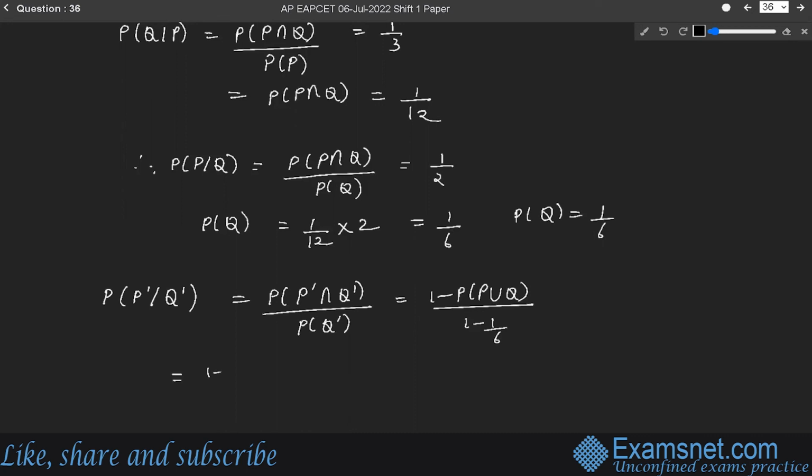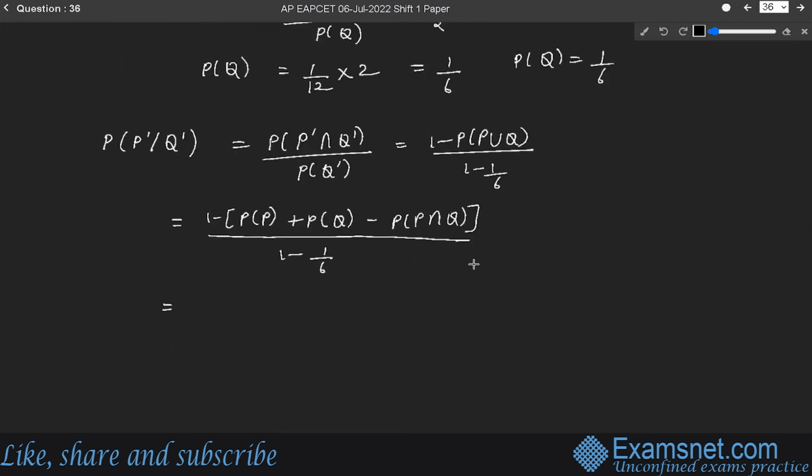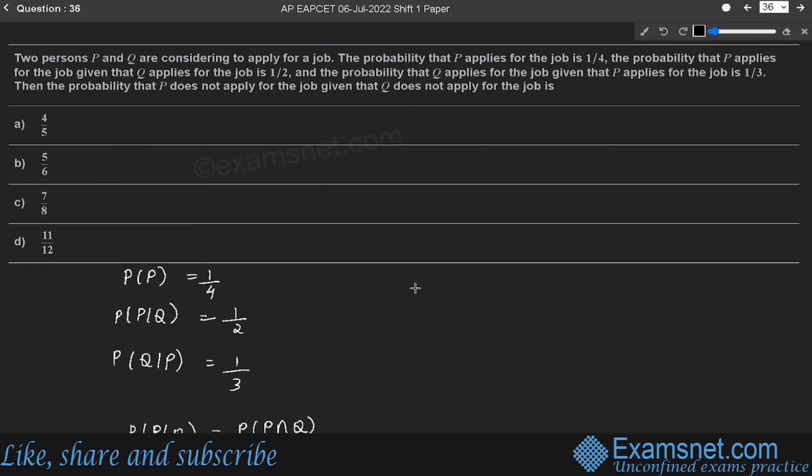So it will be equal to (1 − P(P) + P(Q) − P(P ∩ Q)) divided by (1 − 1/6). 1 − 1/6 is 5/6. So it becomes (1 − 1/4 + 1/6 − 1/12) divided by 5/6. On further calculation, it will be equal to 4/5. Therefore, we can say that the probability that neither P nor Q applies for the job is 4/5, which is option A here.